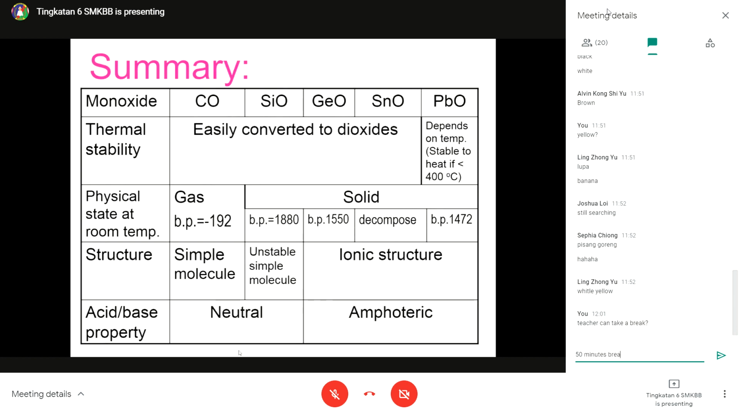I will come back and then we settle for dioxide. Then we finish. Dioxide also we study only two. I mean the thermal stability and the acid-base property. That's all.